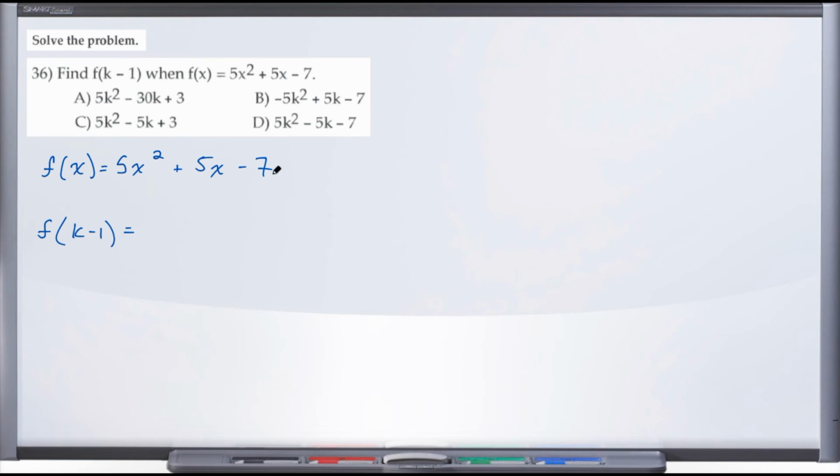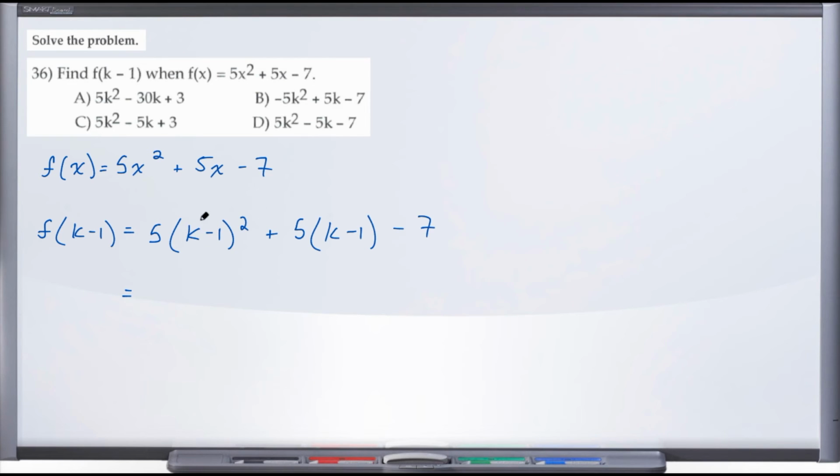All right, so we're going to take this given function, and anywhere we see an x, we're going to take that x out and instead put in a k minus 1. Make sure you use parentheses. So we have 5 times (k minus 1) squared plus 5, plugging in k minus 1 for x, minus 7. All right, let's go ahead and evaluate now. So here we can see we have k minus 1 being squared. So let's deal with this and then apply the 5 that's on the outside.